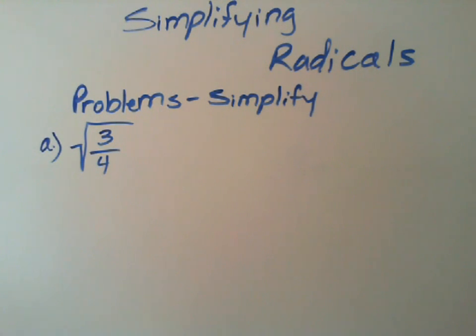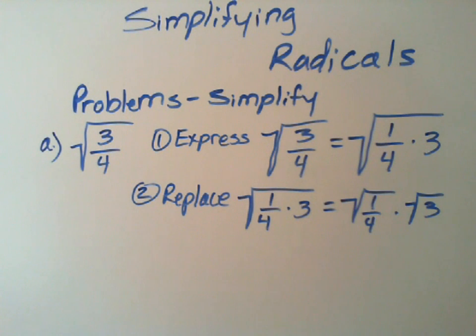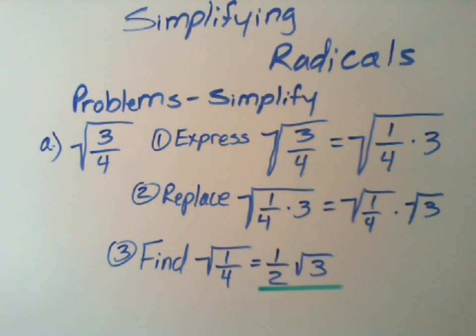Let's find the square root of the fraction 3/4. First, we want to write the square root of 3/4 as a product of two numbers, and one of those numbers will be the largest perfect square for the problem. For this problem, these numbers are the square root of 1/4 times the square root of 3. Now that we have written this problem as a product of two numbers, we want to simplify each expression. The square root of 1 over 4 equals 1/2, and the square root of 3 cannot be simplified further. So our answer is 1/2 times the square root of 3.